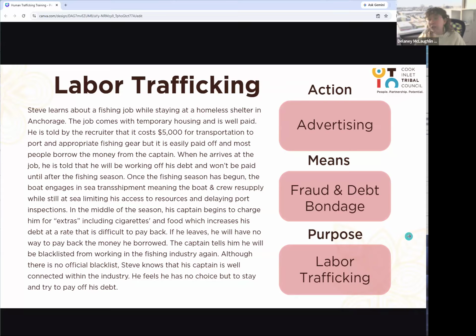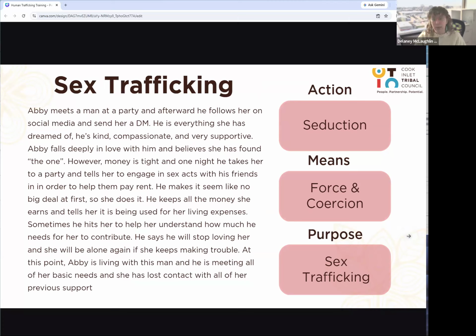Okay, now we're going to go over a sex trafficking example that has to do with the relational part of sex trafficking that can be a part of it. Again, I'm going to read it, so don't feel like you have to.